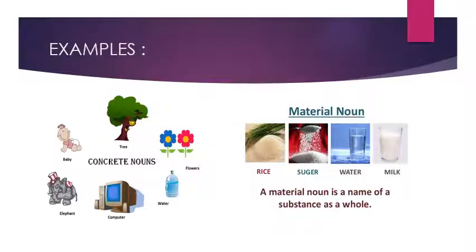Let us see through examples of concrete nouns. Here very clearly you can see in the concrete nouns category tree, flowers, water, computer, elephant and baby. In the material nouns category you can see rice, sugar, water, milk. So a material noun is a name of a substance as a whole.